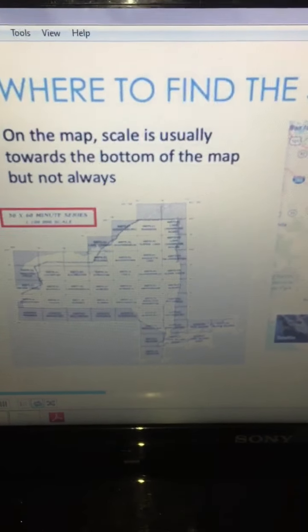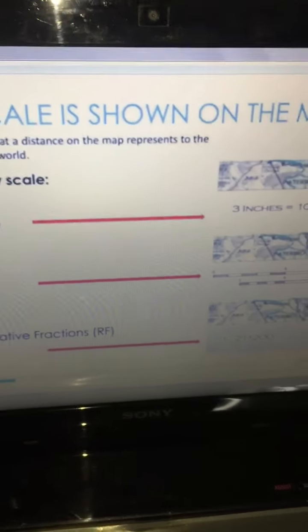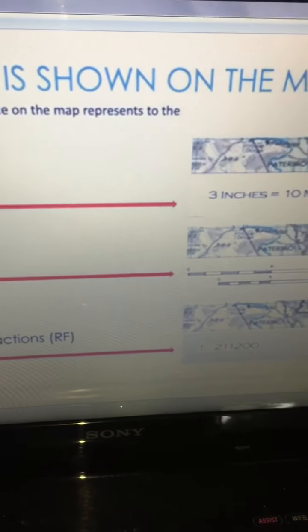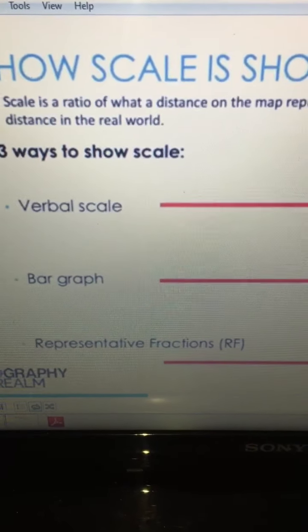One way to understand the scale of a map is to look for the scale representation on the map. Scale is a ratio of what distance on the map represents the distance in the real world. There are three main ways that scale might be shown on a map: a graphic or bar scale, a verbal scale, or a representative fraction. Bar graphs are a way to visually represent scale. Essentially, bar graphs serve as a ruler that shows how the distance on a map represents the distance on the ground.